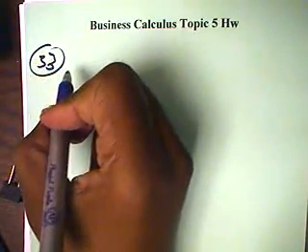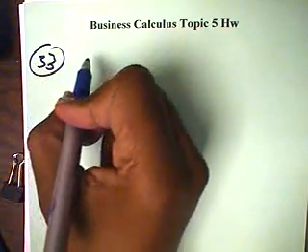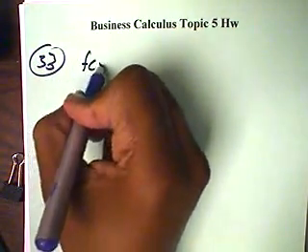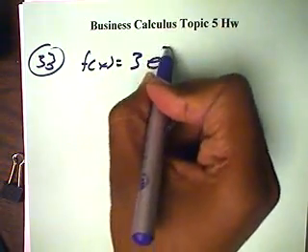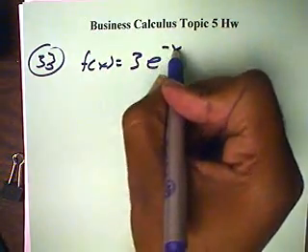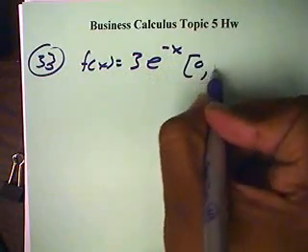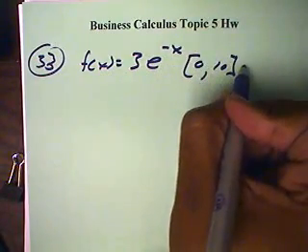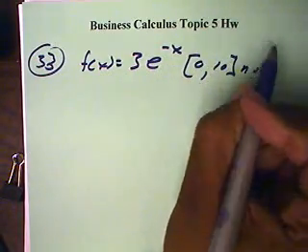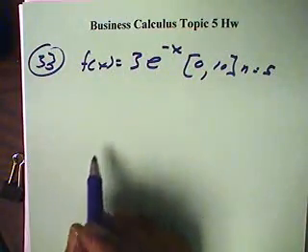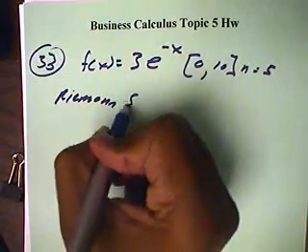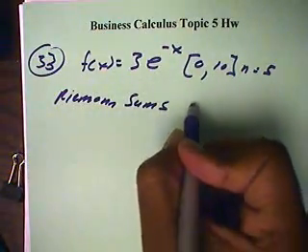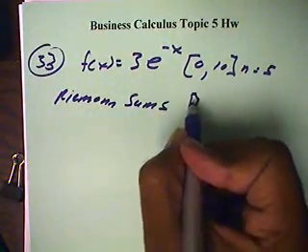33. We're asked to find the area under the curve of the function 3e to the negative x over the interval 0 to 10, and the number of rectangles will be 5. So we'll find this by using Riemann sums. Riemann sums is finding the area using rectangles.